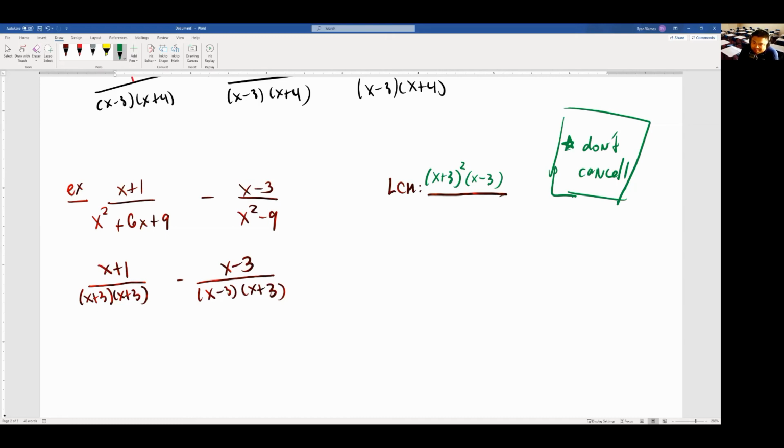So this must be my LCM. X plus 3 squared, because it's in the same denominator. It has to be written down twice like this. So here is my new denominator.